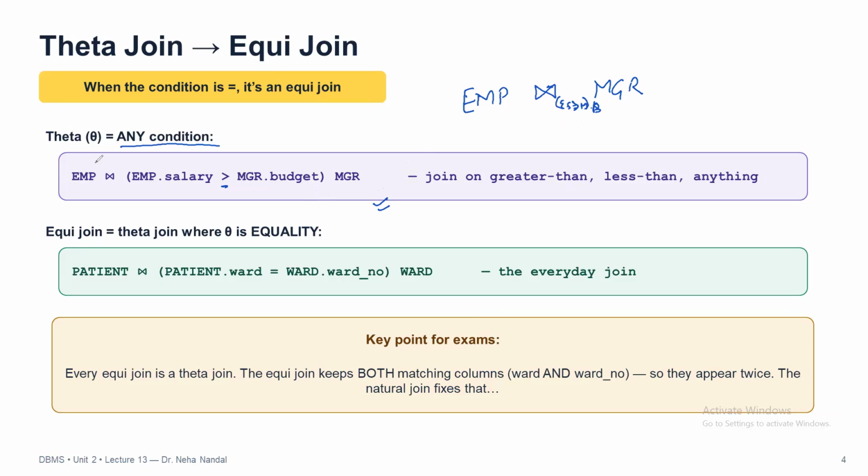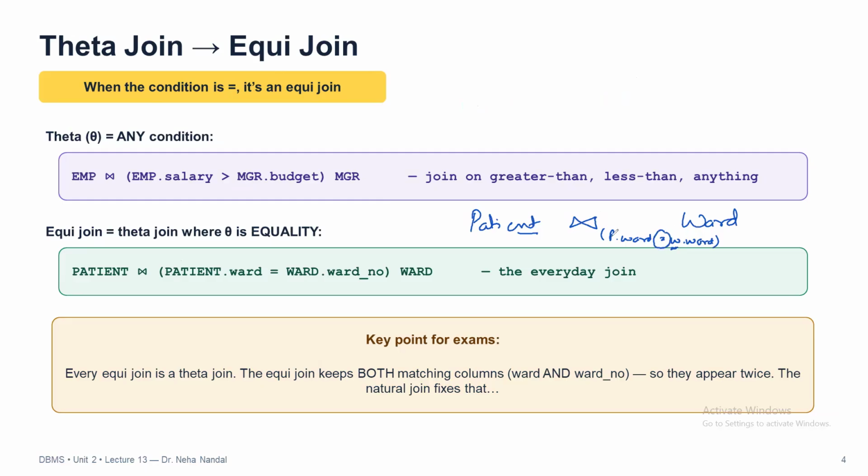Now let's take up the next one, which is equijoin, in which the condition will be equality. Here we are performing a Cartesian product on patient and ward, two tables, and we are performing a join, and the condition is P dot ward should be equal to W dot ward. P dot ward is the patient table. W dot ward is the ward table. W represents the ward table.